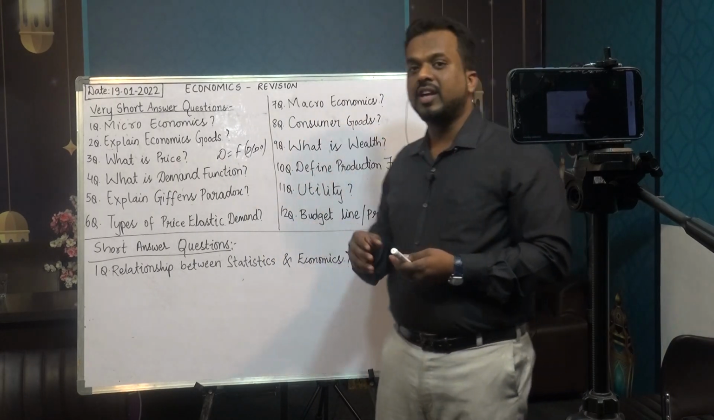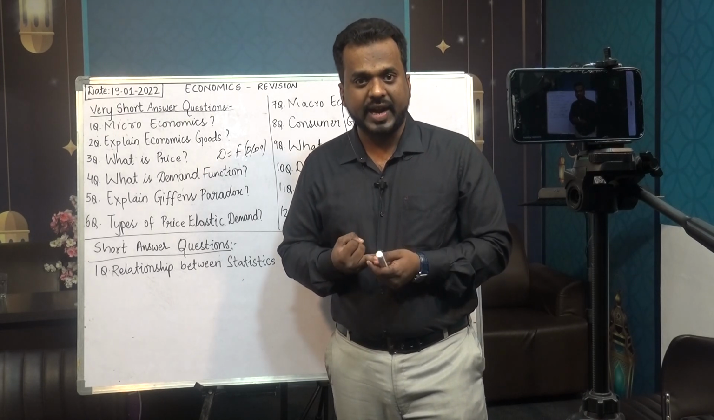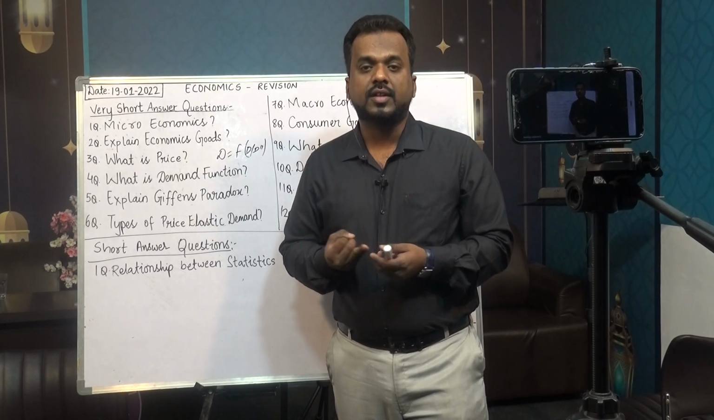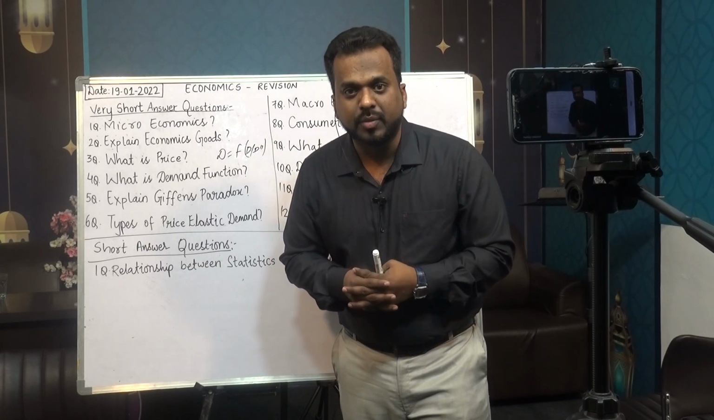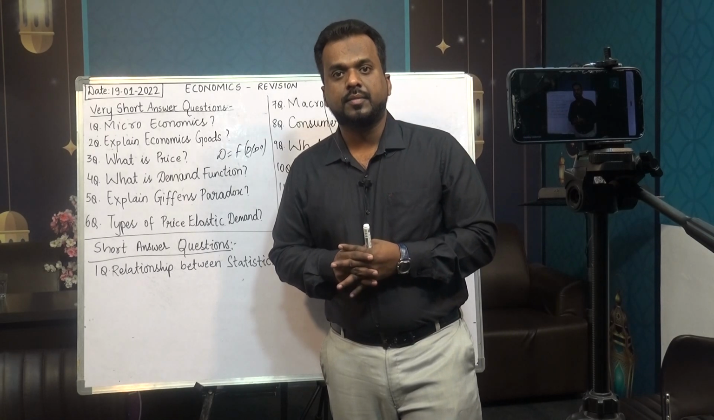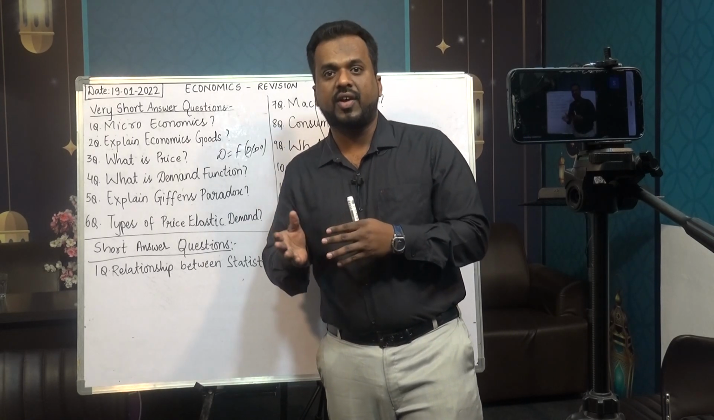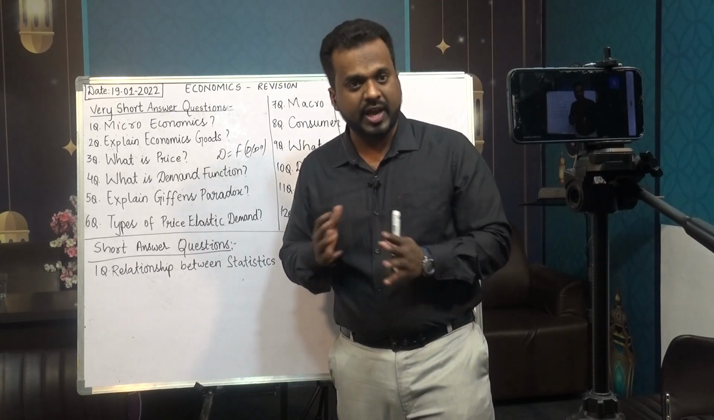So what are consumer goods? Consumer goods are like milk, bread, okay? These are vegetables or fruits. These are all your consumer goods, okay? Consumer goods are further divided into 2 types: durable goods and perishable goods. Okay, clear?